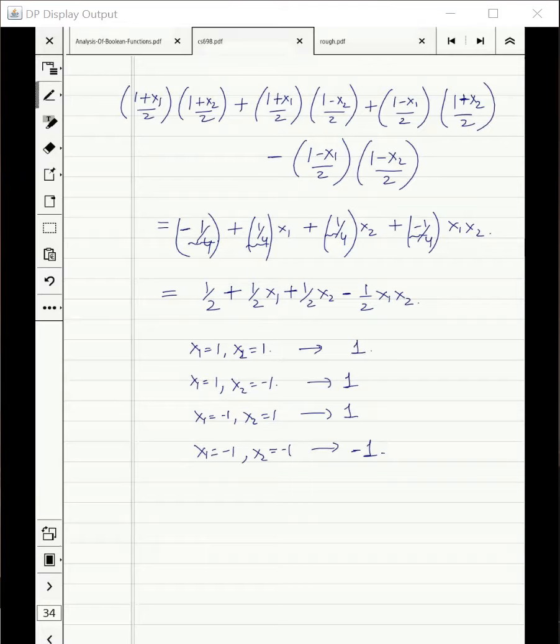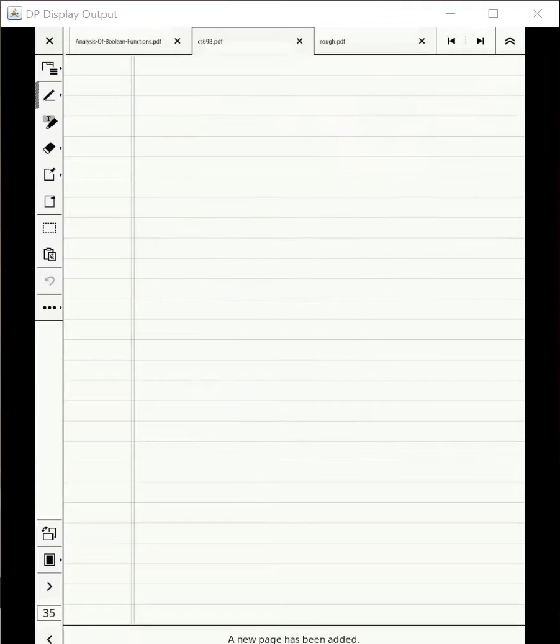So did this example help? Yeah. Okay. If not, then try out more examples. Take your favorite function and try to get the Fourier representation. That will help. But now let's get back to what we wanted to do.